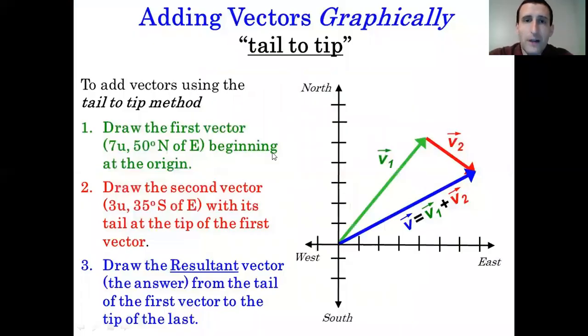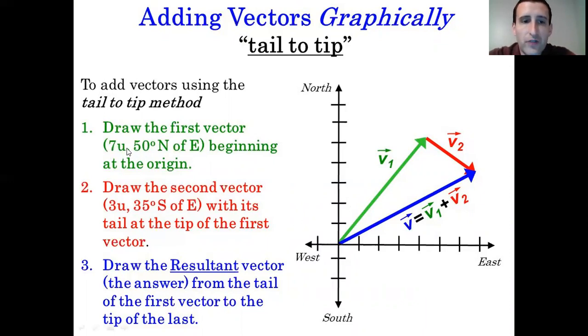So we're going to learn about vectors and how to add them and how to combine them in various ways. There's the tip-to-tail or tail-to-tip method of adding vectors, which is very visual and very helpful to think about when you're adding vectors. So this is a diagram of adding vector 1 to vector 2, the green vector to the red vector. The first thing you do is you draw your first vector starting at the origin.